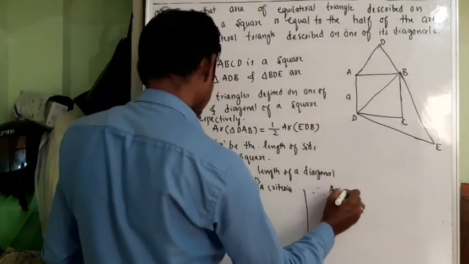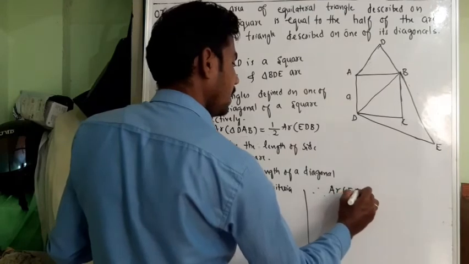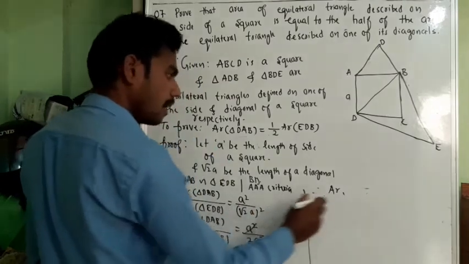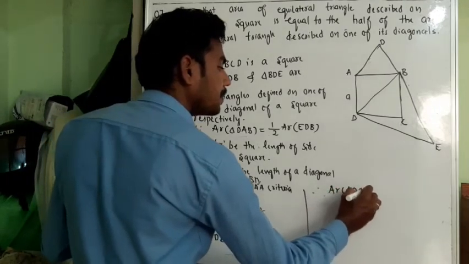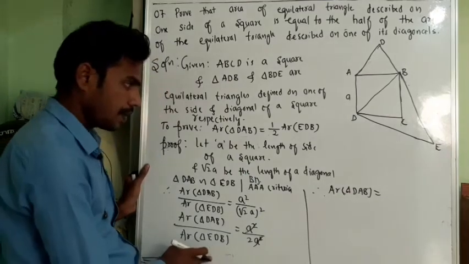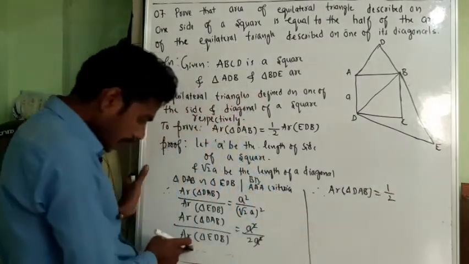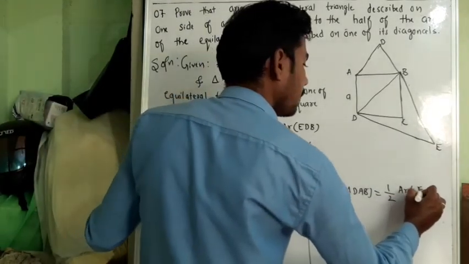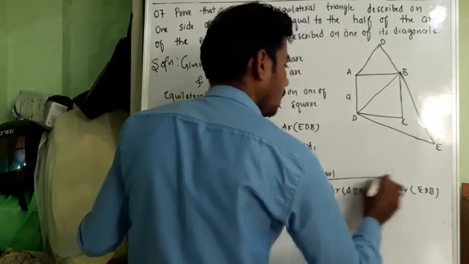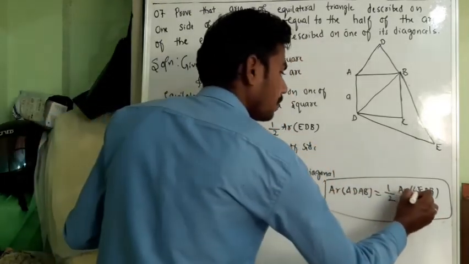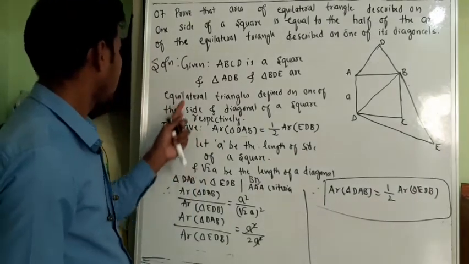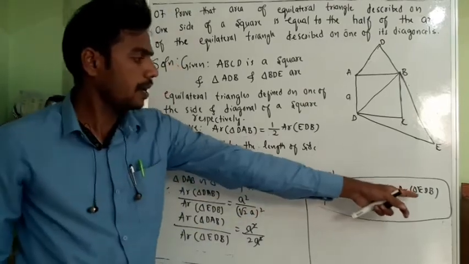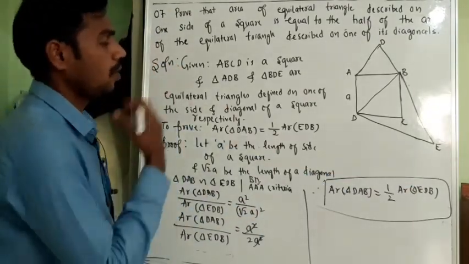area of triangle DAB is equal to half of area of triangle EDB. I will move this to the right hand side. So this was the thing we were supposed to prove. We were to prove that area of triangle DAB is equal to half of area of triangle EDB. We proved it. Please note this down.